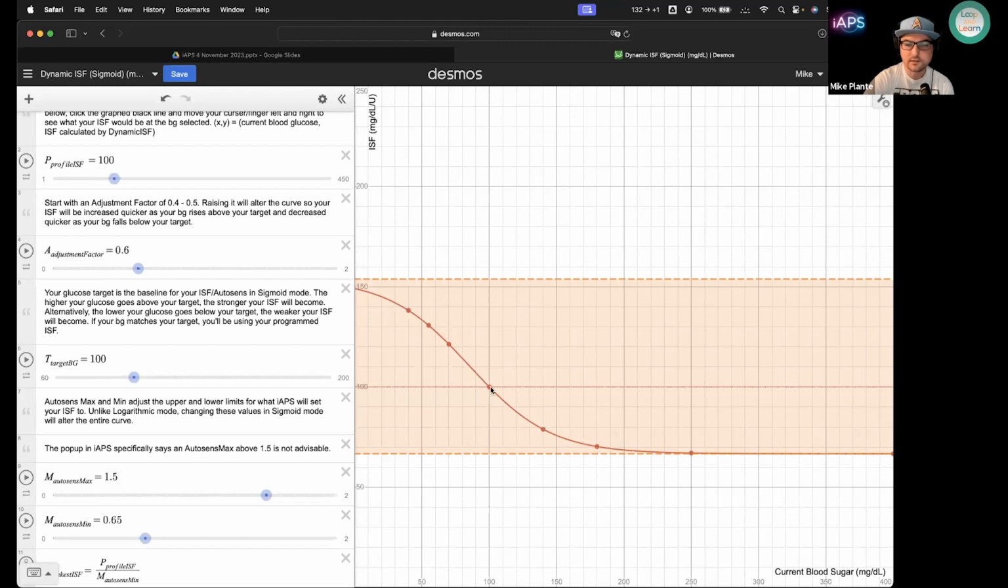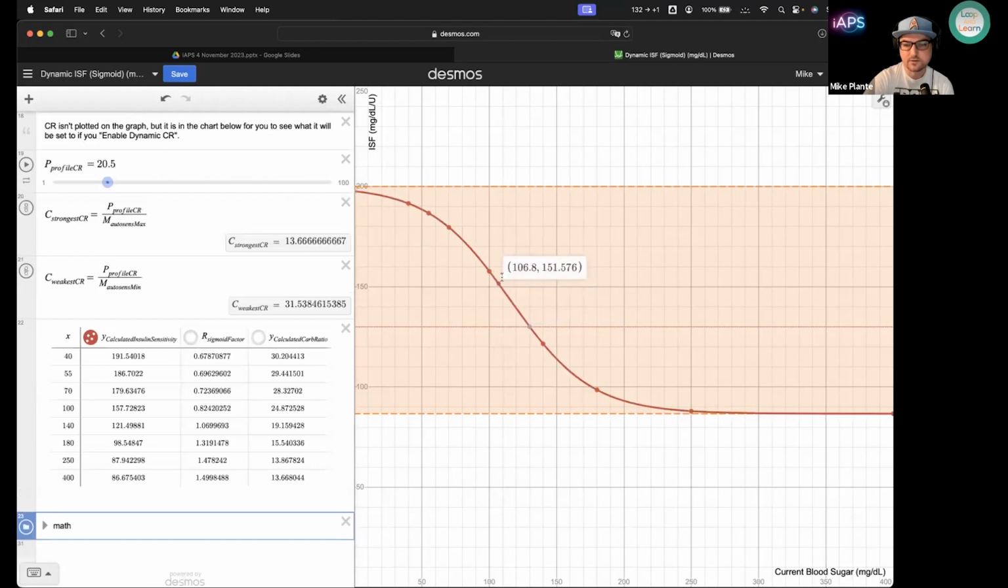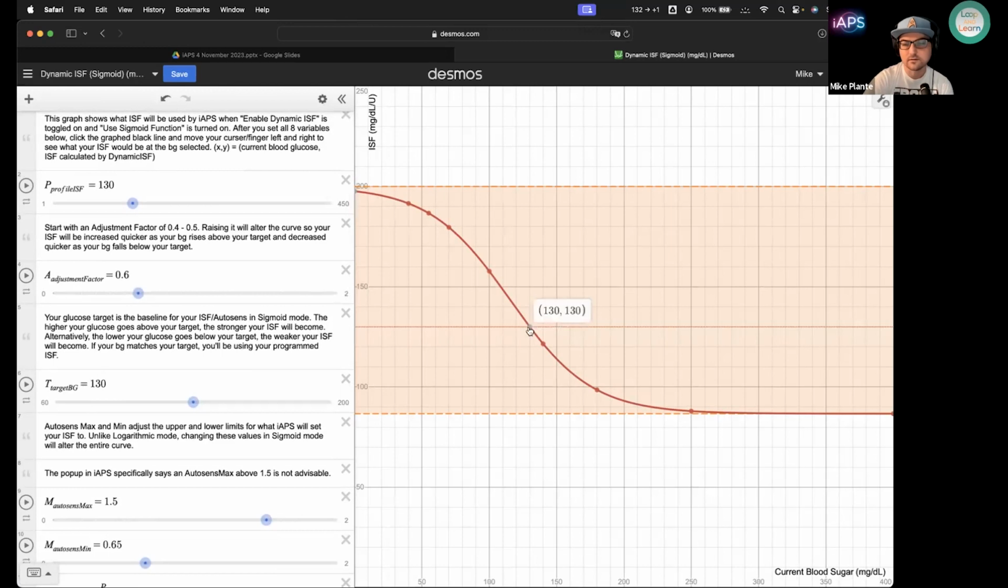And just to mention again, the red line here is your profile ISF. So if your profile ISF is 130, this line here is going to be 130. When your sigmoid trigger is at the target, it's going to be your profile ISF. So if your target is 100 and your profile ISF is 130, it's going to be the 130 here. If you raised your target to 130, though, then at 100 it's going to be a weaker ISF, but at 130 it will be your profile ISF at your target.